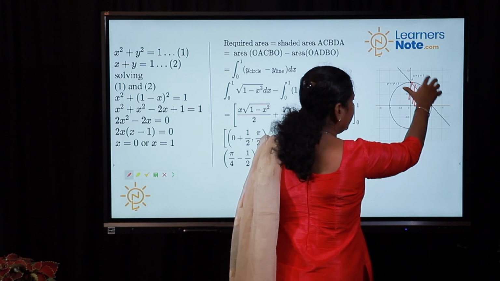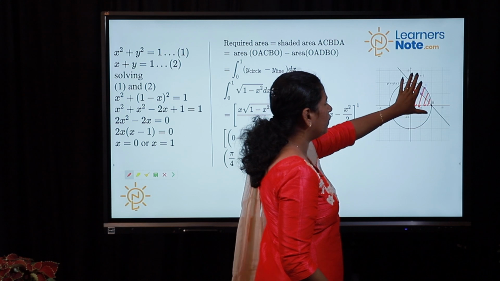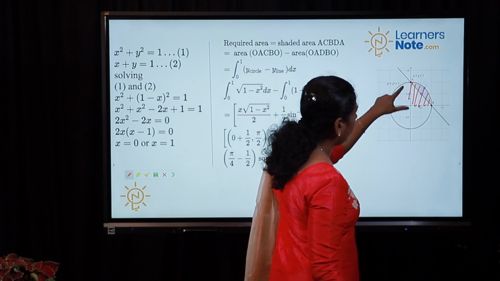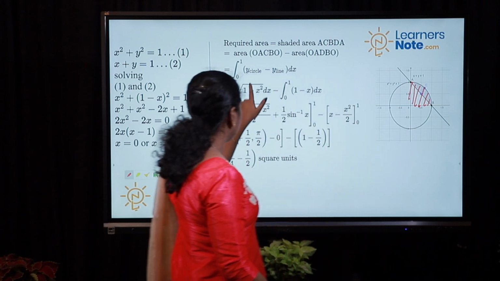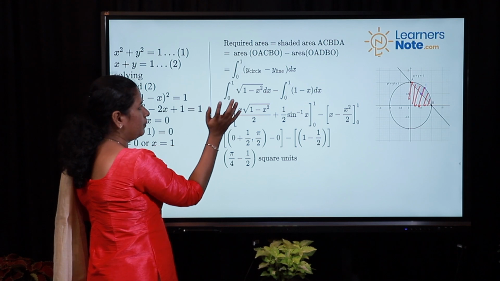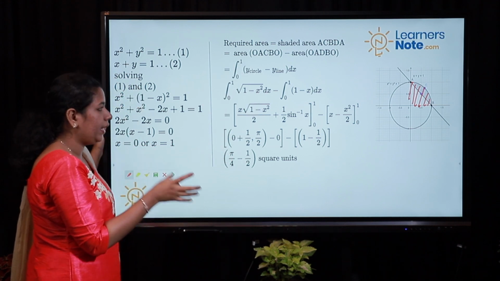Okay, because when we integrate the first curve, that is our circle, you will get the area under this curve. That means the required portion, AOB. So for that, I just found the lower limit and upper limit. After that, I have expressed all the terms with respect to x.